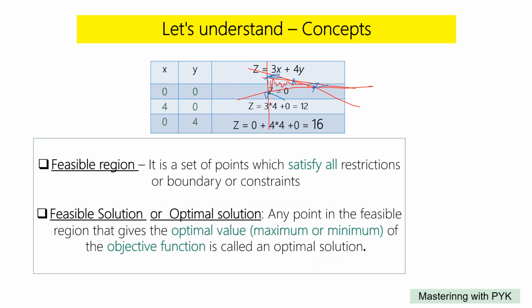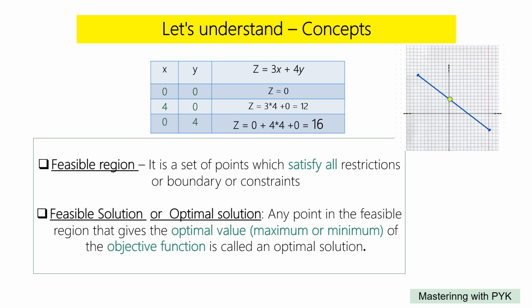So assuming this was our table again, right? So what we did, we represented the coordinates and calculated the value of z, that is the linear objective function, and found out our answer, right? So we had 3 points O, A and B, right? And the feasible solution was obtained as 16 at coordinates 0 and 4.